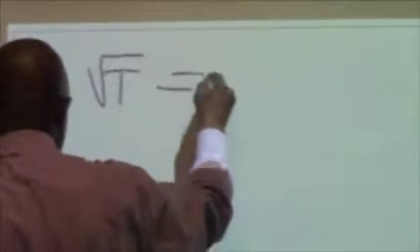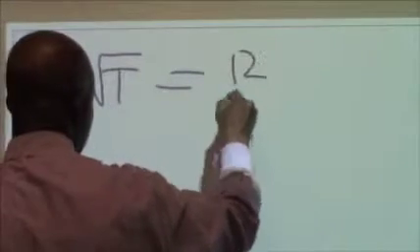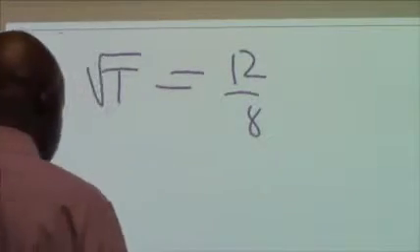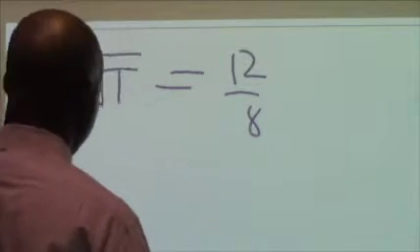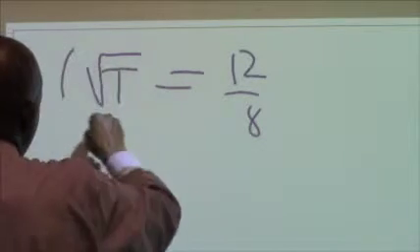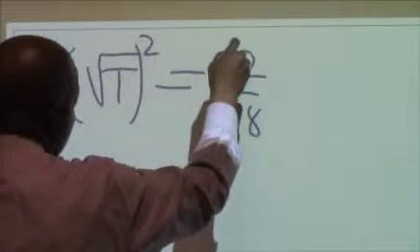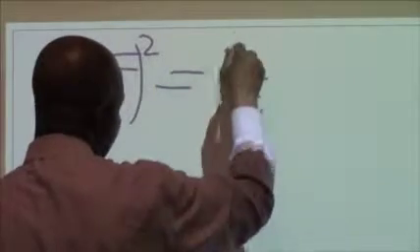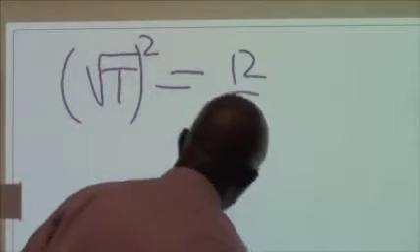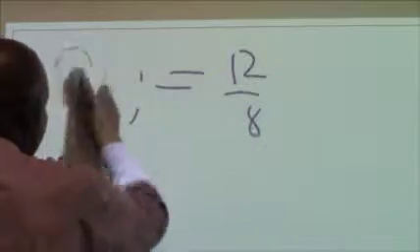Square root of t is equal to 12 over 8. And then how do we solve a problem like this? We can square both sides to get rid of the square here. First of all, I will simplify this before I do it.